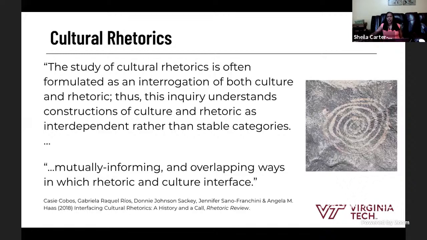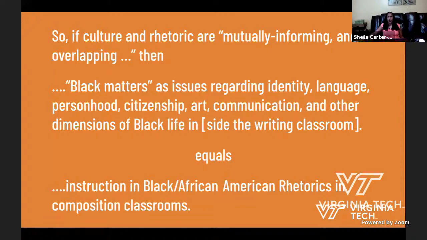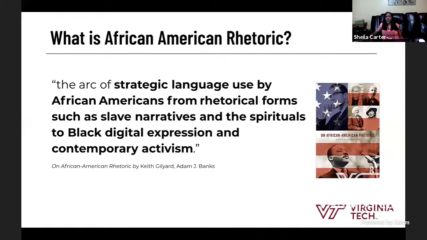Yet these rhetorics are rarely incorporated into the curricula of a foundational writing course. I argue that if culture and rhetoric are mutually informed and overlapping, then Black matters, as issues regarding identity, language, personhood, citizenship, art, communication, and other dimensions of Black life inside the writing classroom, equals instruction in African-American rhetorics in the secondary and post-secondary composition classroom. I realize that most secondary and post-secondary teachers and GTA preparatory programs do not include courses in other rhetorics, and that those teaching composition may be unaware of what African-American rhetoric is.